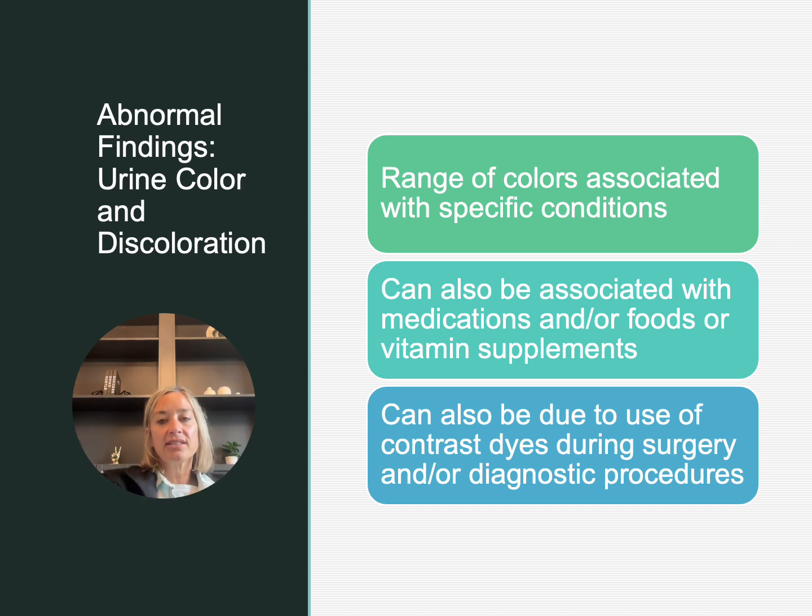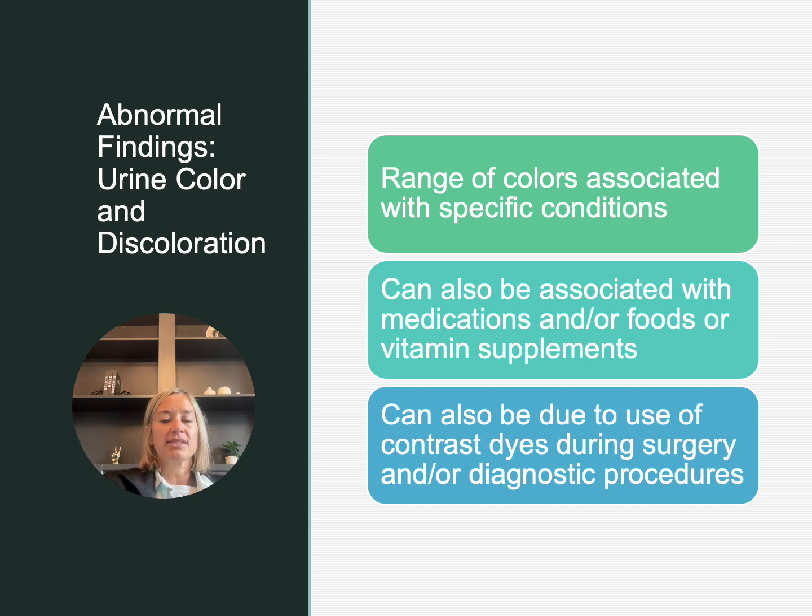Certain medications, foods, or even vitamin supplements can cause color changes. For example, beets or berries can make urine appear red or pink, while vitamins like B complex might turn urine bright yellow. Knowing what the patient has consumed can help differentiate between dietary causes and potential health issues.